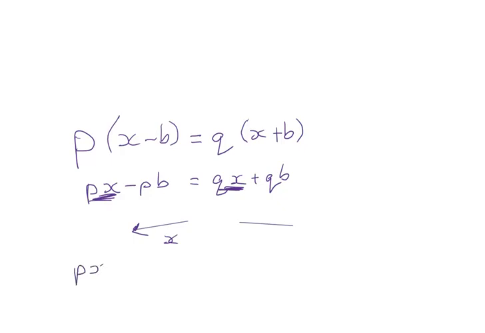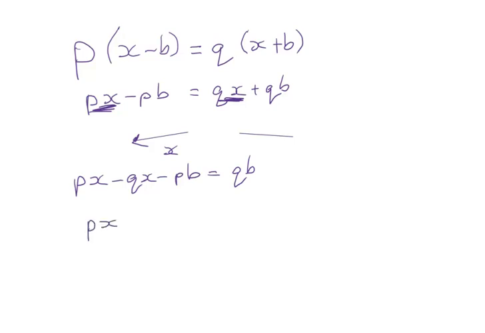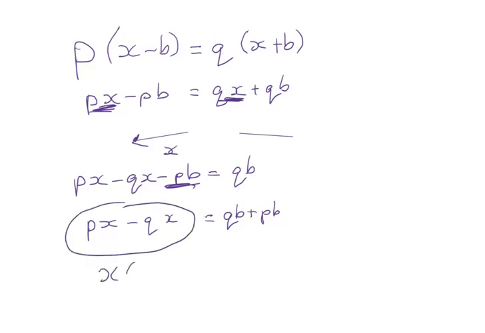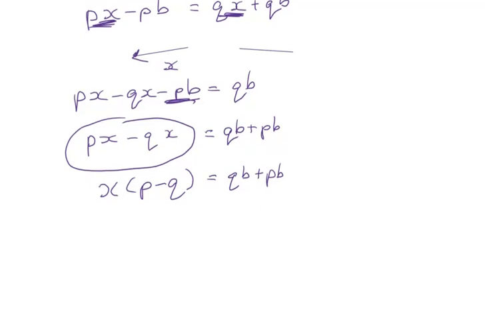So px minus qx minus pb is equal to qb. Next, px minus qx, add this to both sides, is equal to qb plus pb. Factorising this side gives me x times p minus q is equal to qb plus pb. Lastly, we're going to divide through both sides, and we have x is equal to qb plus pb over p minus q. Right, so we're done because we've got x.